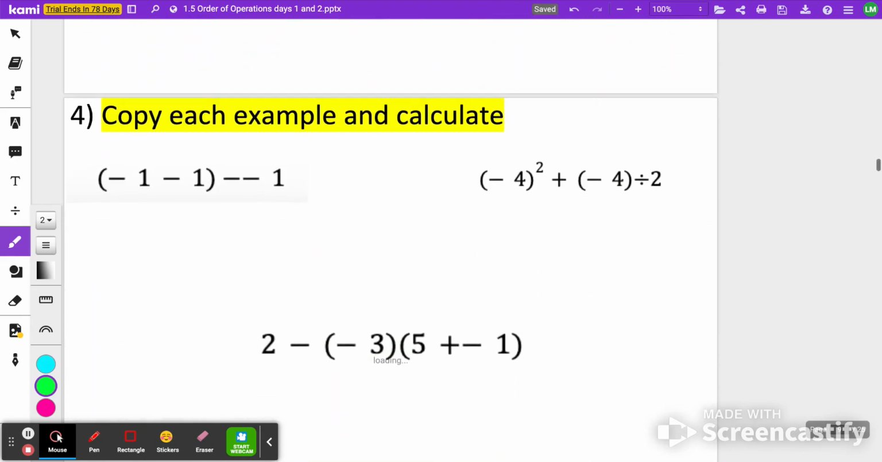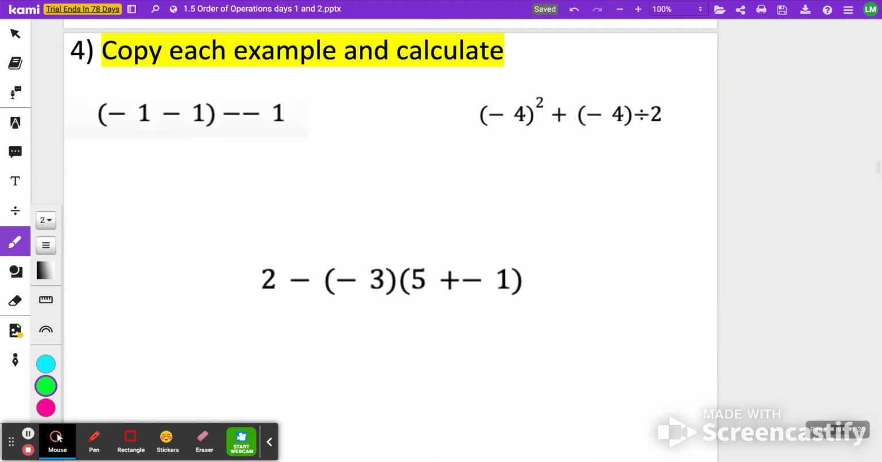Our last 3 examples I would consider as your challenge examples, so take your time on these, pause the video. When you're ready, click play to check your work, or if you have a question about something, go ahead and click play. All right, our first example, parentheses is what I'm going to start with.